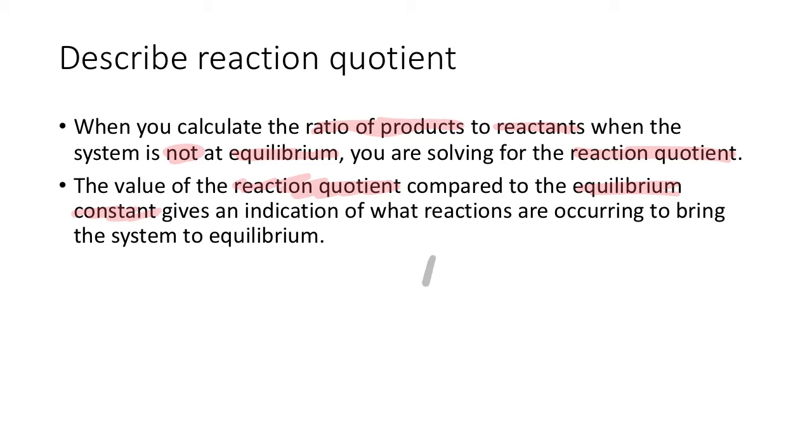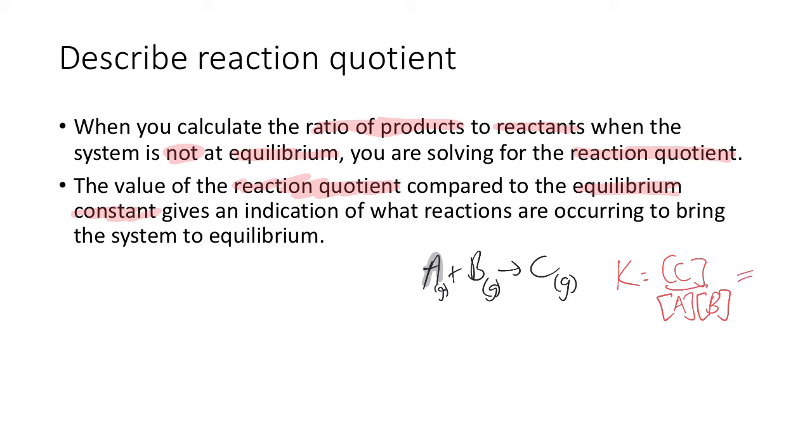Say you have a reaction A plus B goes to C, and let's assume that all of these are gases. I'm not going to put coefficients in there. So the equilibrium constant expression would be the concentration of C over the concentration of A multiplied by the concentration of B. Let's say at equilibrium at 25 degrees Celsius, because remember it's affected by temperature, K is like 80.